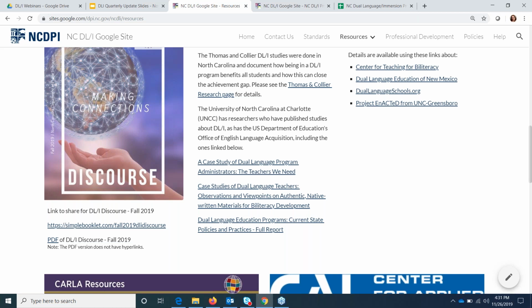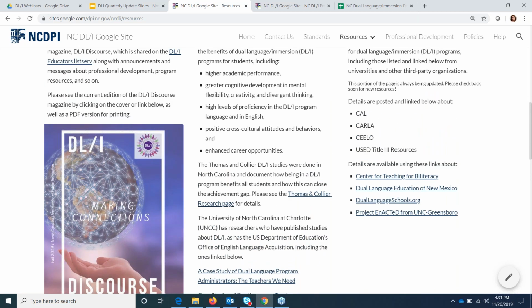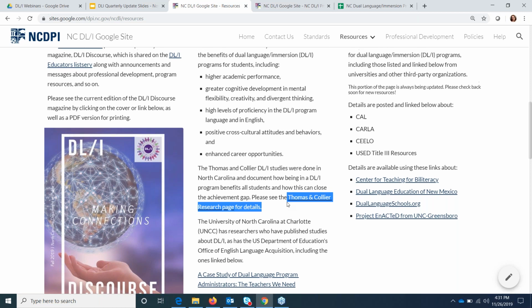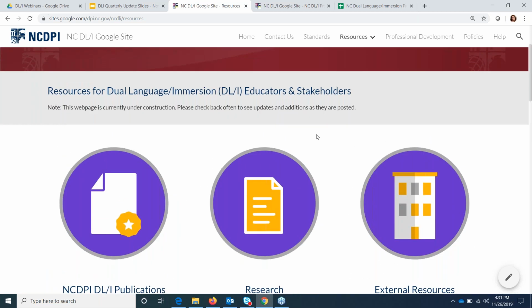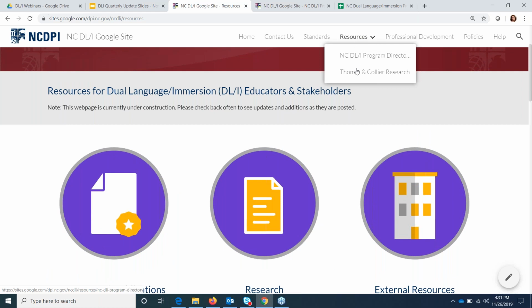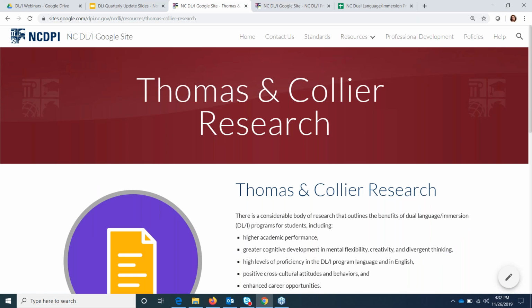And if you have any research that you think would be helpful for us here in North Carolina, please let us know so that we could add that on. A couple things here. You can also go directly to the Thomas and Collier research by hitting this link that you see highlighted on the page. And then up at the top, under the Resources tab again, if you don't go to the directory, but you go to the page that's just the Thomas and Collier research, that'll take you to the layout about their information.